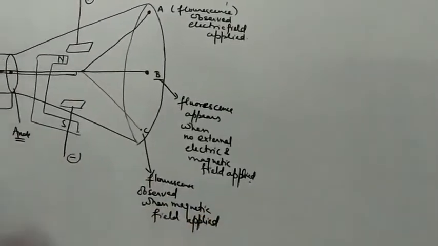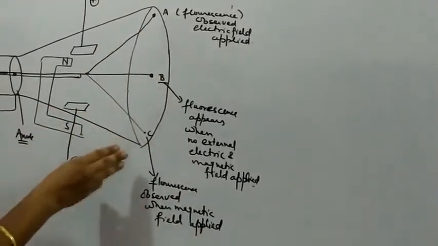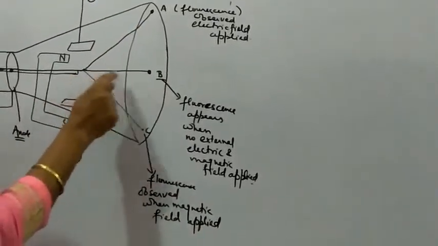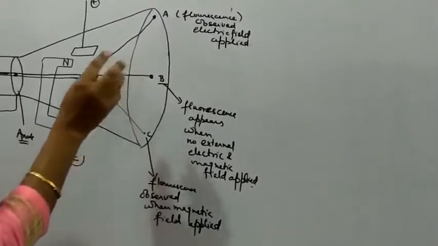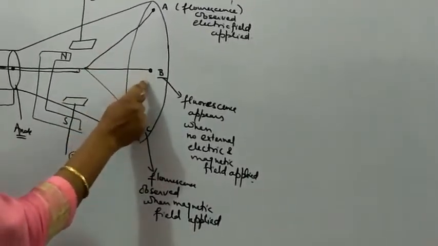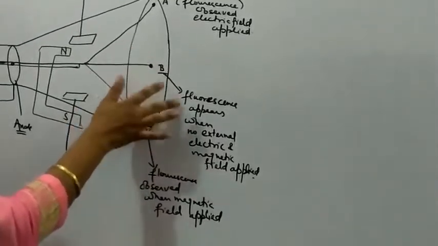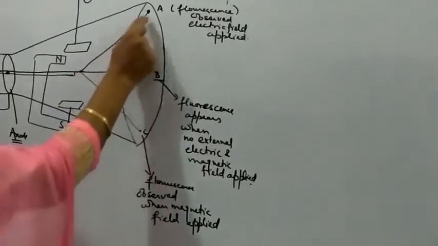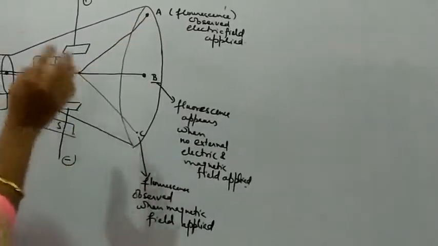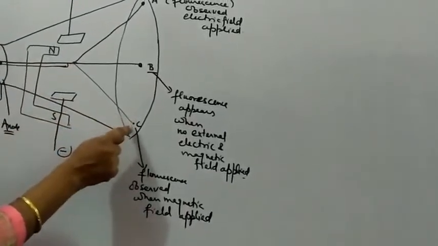I think this A, B, C is clear. So we have got three cases here. First one is when no external electric field and magnetic field is applied. That time we will get the spotting or white color glow or bright glow observed at point B. When only the electric field is applied, the cathode ray is going to strike at point A, and when only the magnetic field is applied, it is going to strike at point C.